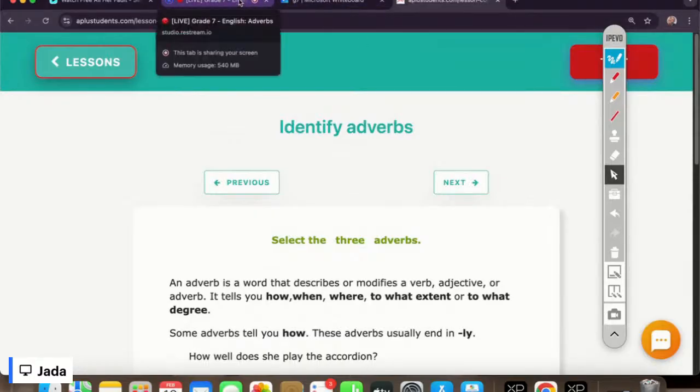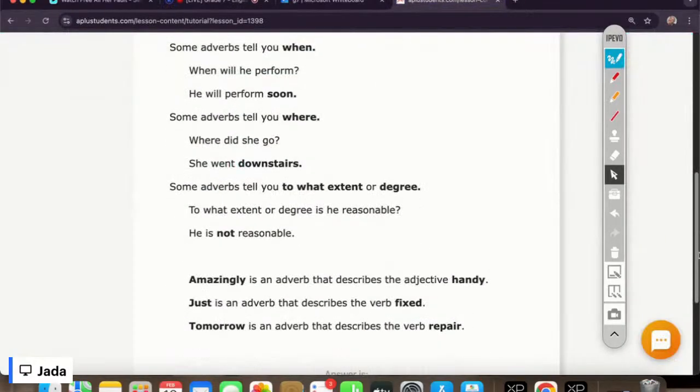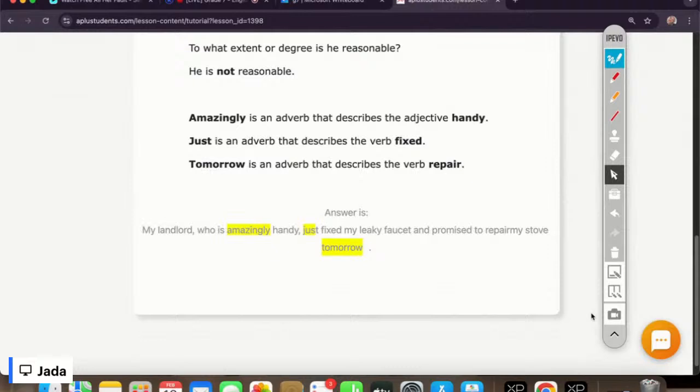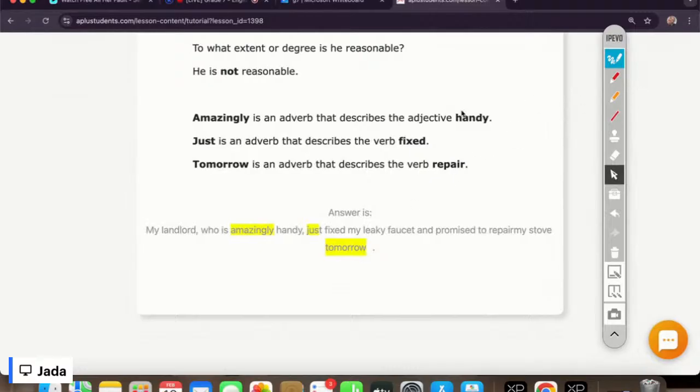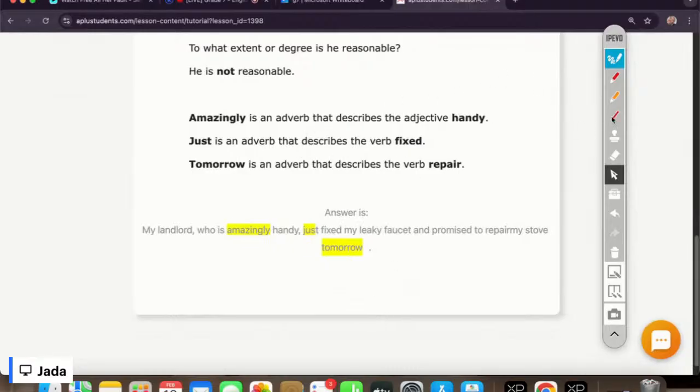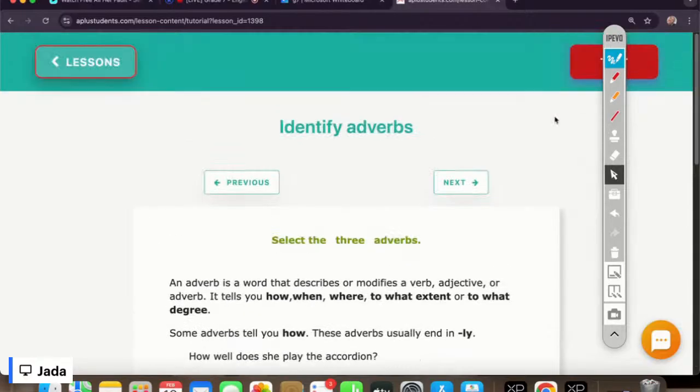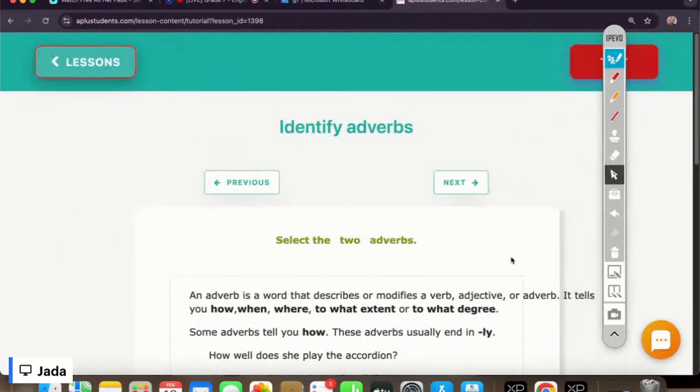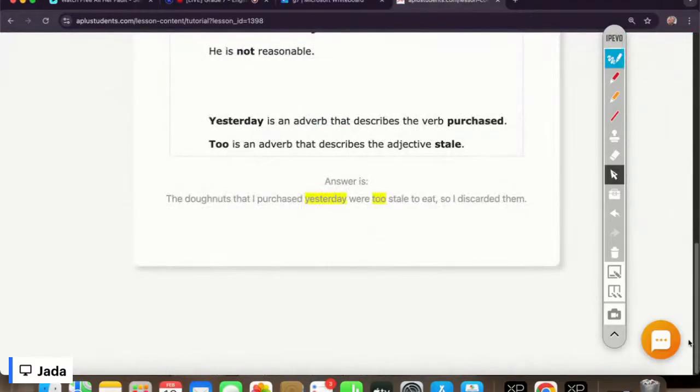Let's look at some examples for the adverbs. My landlord, who is amazingly handy, just fixed my leaky faucet and promised to repair my stove tomorrow. So tomorrow is describing the verb. Just describes the verb fix. And then amazingly is the adverb that describes the adjective handy. So two adverbs here.